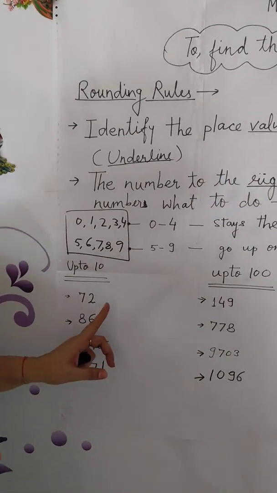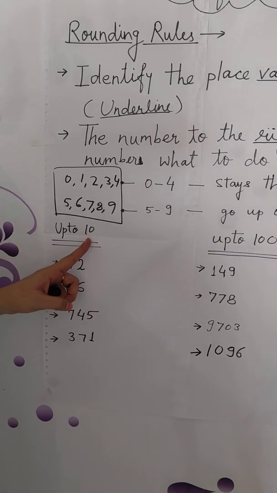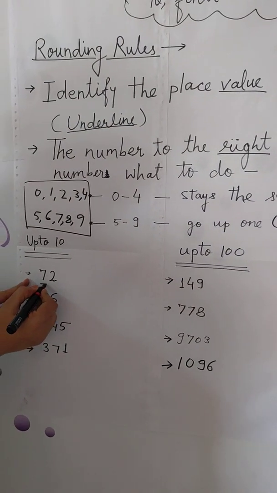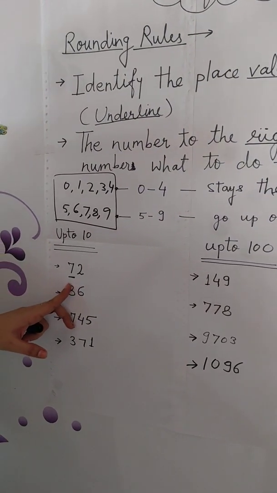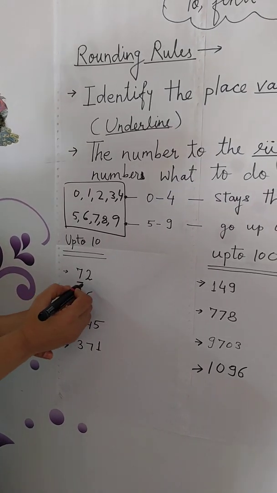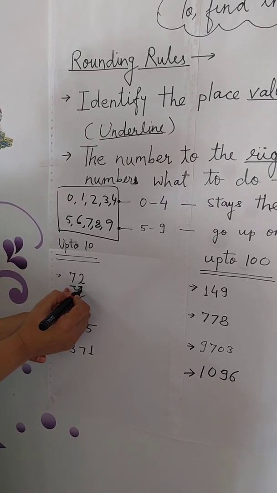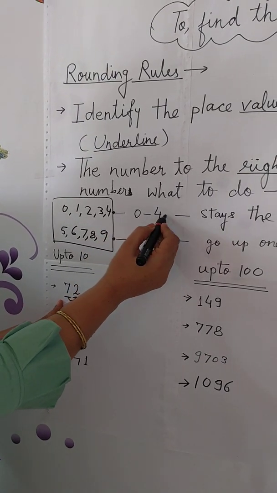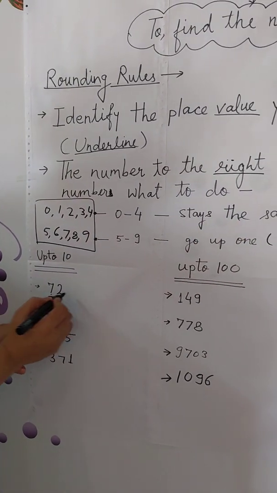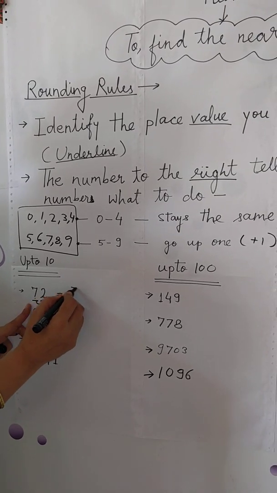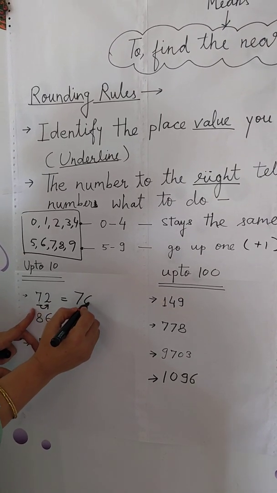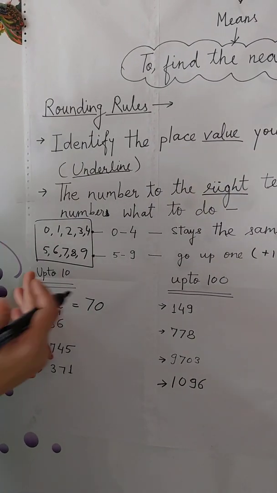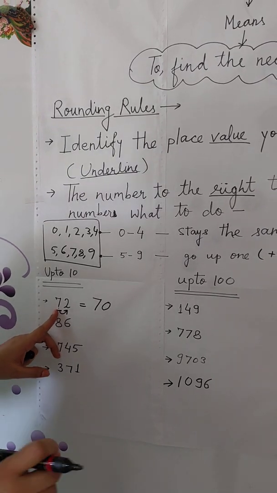Here we have to round off the number up to the tens place. So first, we underline the place up to which we have to round off. Now just see the digit to the right of the underlined number, that is 2. 2 is in 0 to 4, so the underlined number stays the same. 7 you will write as it is and there will be 0. Whenever we round off numbers, on the right side we have to write 0.